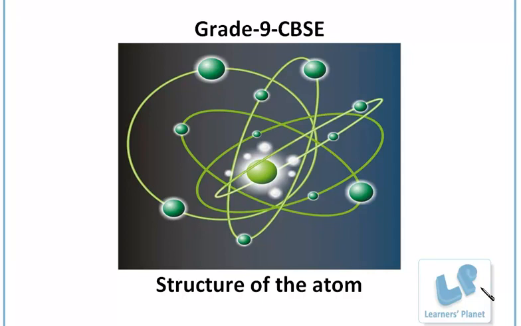So this is our fifth theory session for the structure of the atom. This is a topic which we were discussing for quite a while. Now we have discussed the model of atom, the atomic number, the mass number, and we have also discussed the electronic configuration, that is, how the electrons are distributed in the different energy levels of an atom.